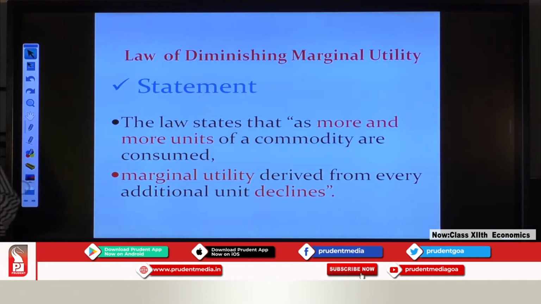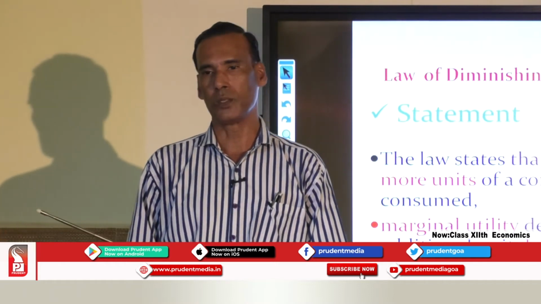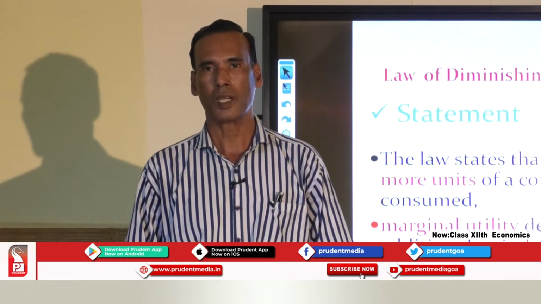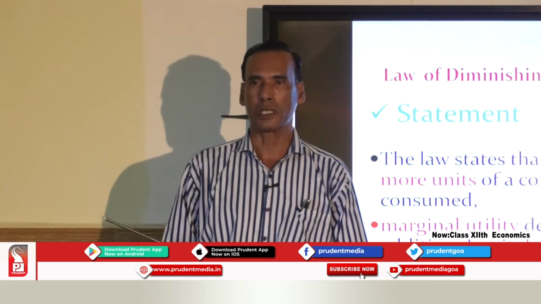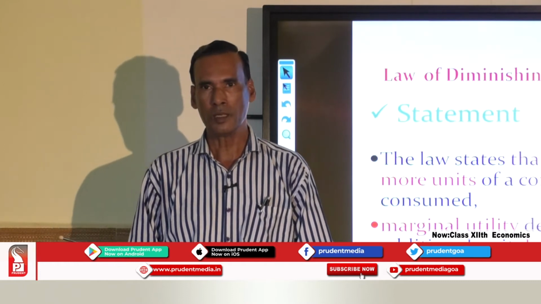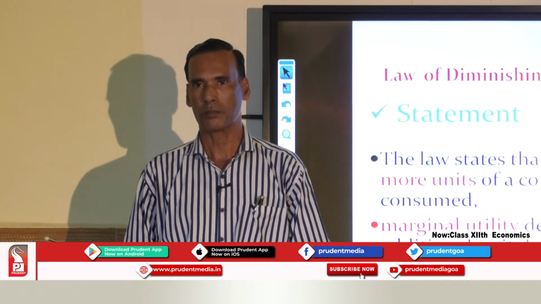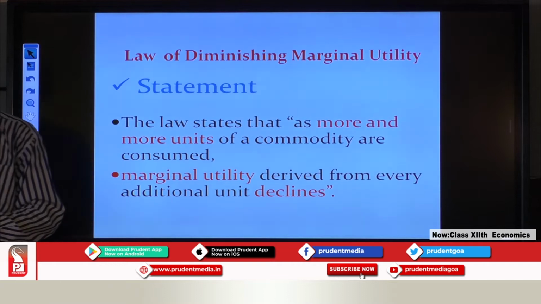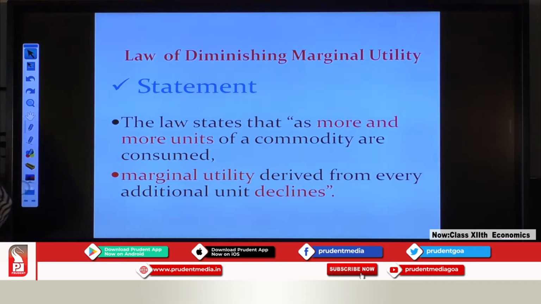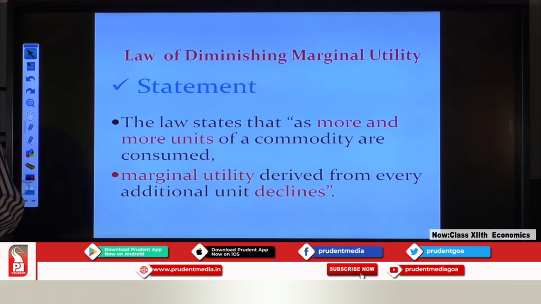Now, the law of diminishing marginal utility. As I told you earlier, as and when we keep on consuming a commodity, marginal utility goes on diminishing. I repeat, as the consumer consumes more units of a commodity, marginal utility goes on declining.